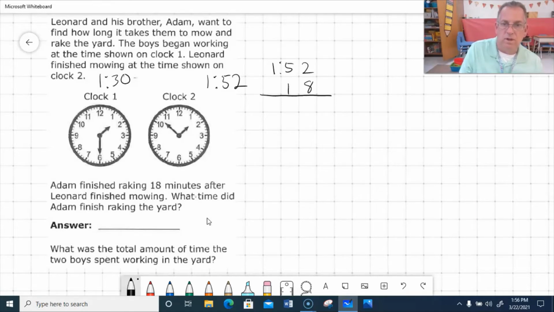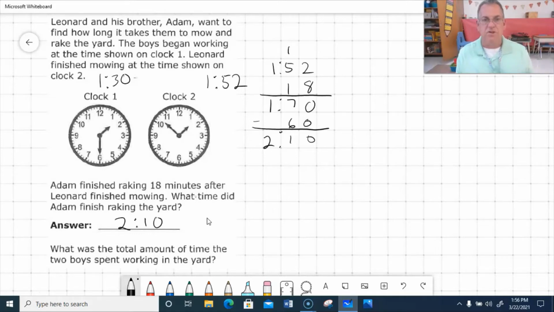So 8 plus 2, that's 10. I'll carry one more over. And 5 plus 1 plus 1 is 7. Okay, but 170 isn't a time for the way we read the clock. So I'll go and regroup 60 of my minutes. So I'll take 60 away, and that leaves 10. And I can add that 60 minutes over to the hour column. So it looks like they would have finished at 2:10.